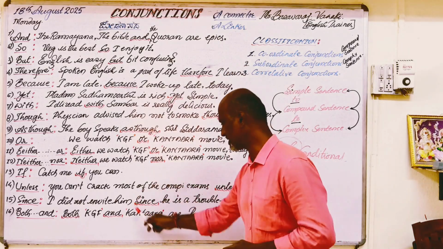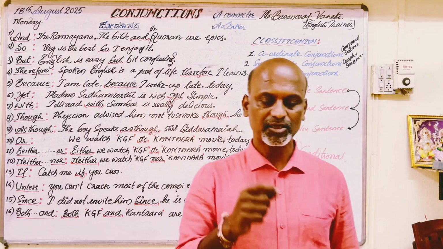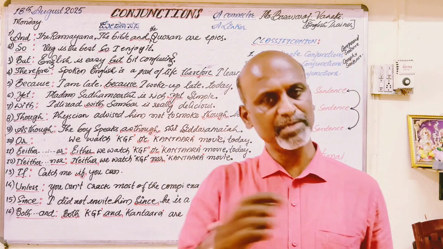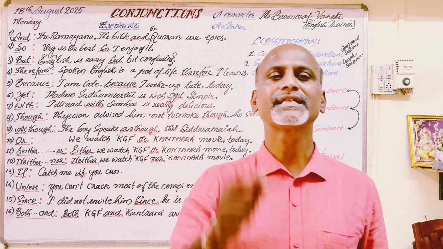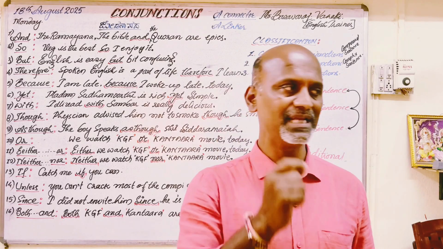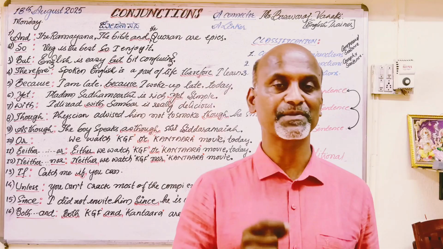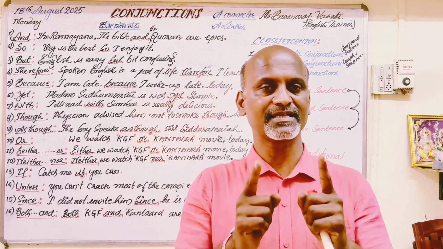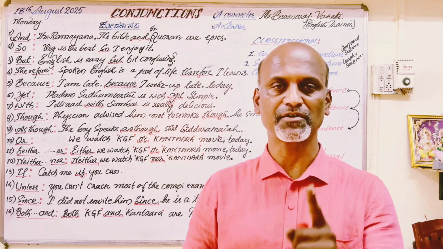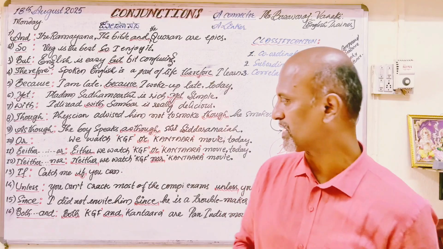This is what since is. If you say since 2020 I have been speaking English, I repeat, since 2020 I have been speaking English. This since is purely preposition of time. That's the difference. Hope you understand.